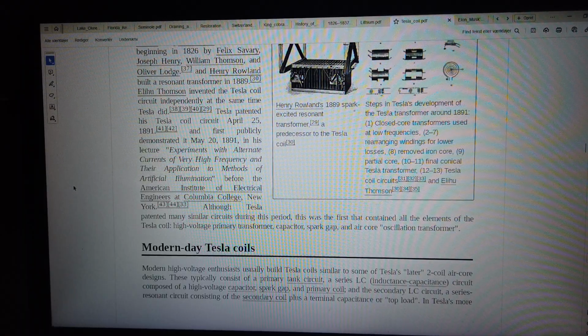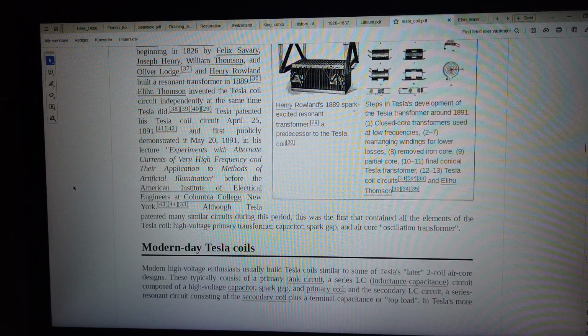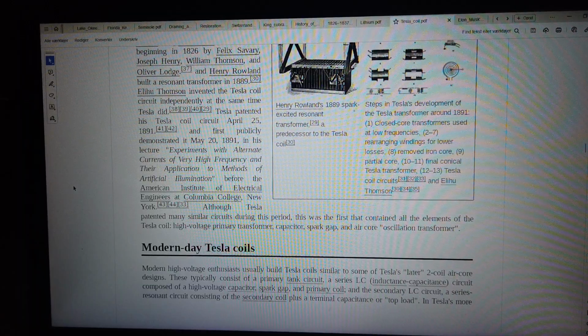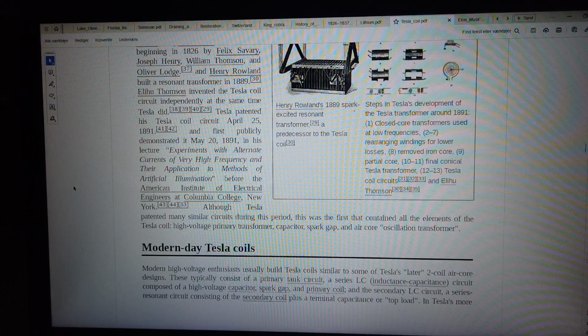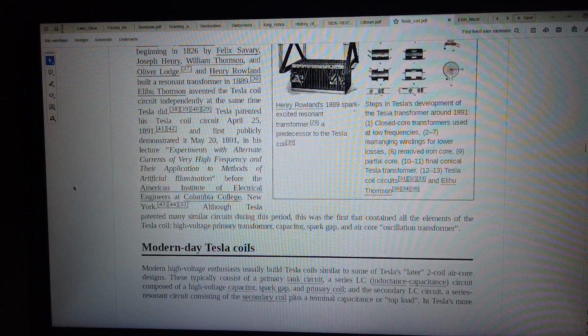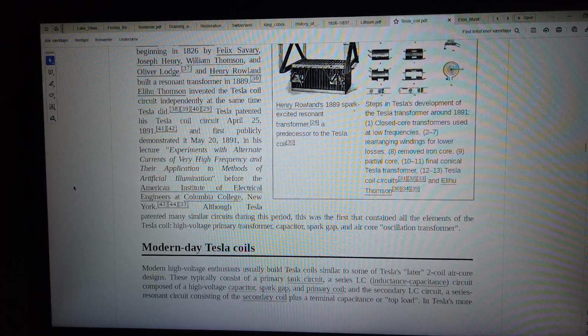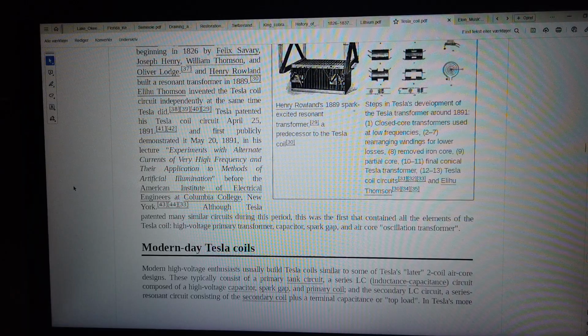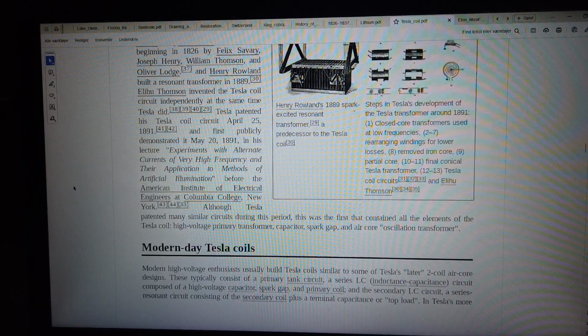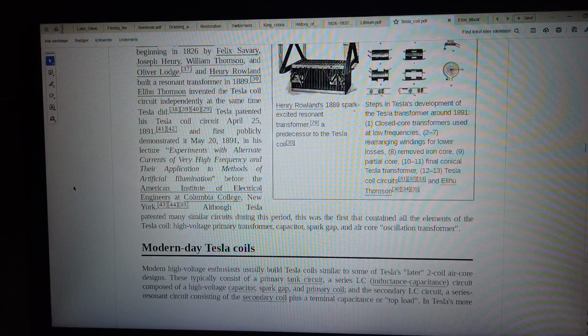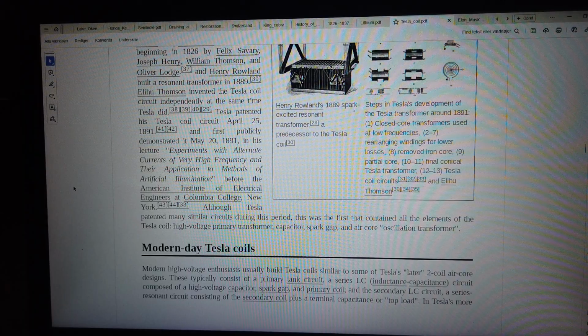Modern day Tesla coils. Modern high voltage enthusiasts usually build Tesla coils similar to some of Tesla's later two-coil air core designs. These typically consist of a primary tank circuit, a series LC (inductance-capacitance) circuit composed of a high-voltage capacitor, spark gap, and primary coil, and the secondary LC circuit, a series resonant circuit consisting of the secondary coil plus a terminal capacitance or top load.